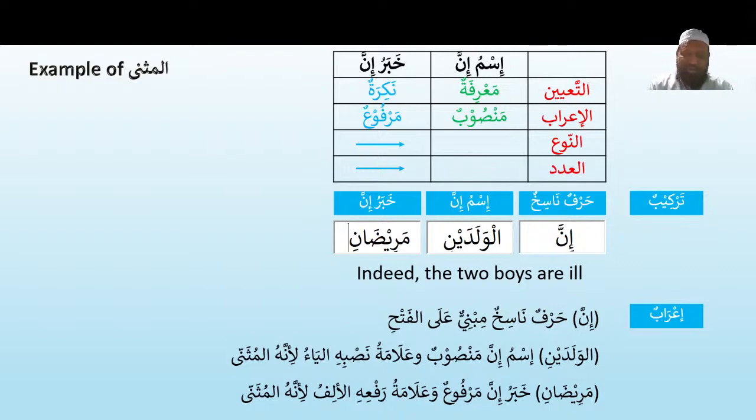Got it? We did in the previous lesson about كان and ليس. It's the other way around. كان and ليس, the مبتدأ was مرفوع and the خبر was منصوب. So here we changed it. The مبتدأ is منصوب, the خبر is مرفوع. Okay.